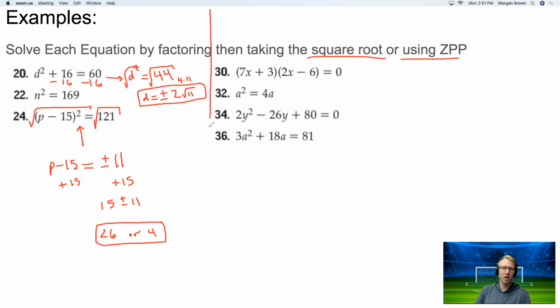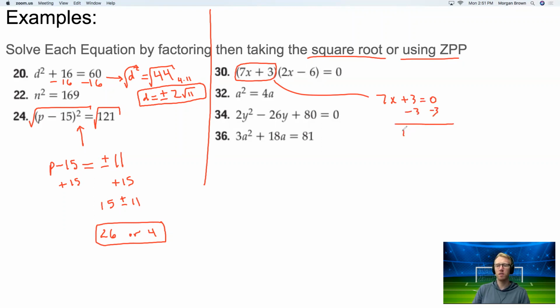These over here, I think, will be better for us for this section. If it's already factored for you and it's equal to 0, you can simply take the two pieces and say, hey, maybe this is equal to 0. So 7x plus 3 equals 0. Solve this: minus 3, and then 7x equals minus 3. Then divide both sides by 7, and you get x equals negative 3 over 7.